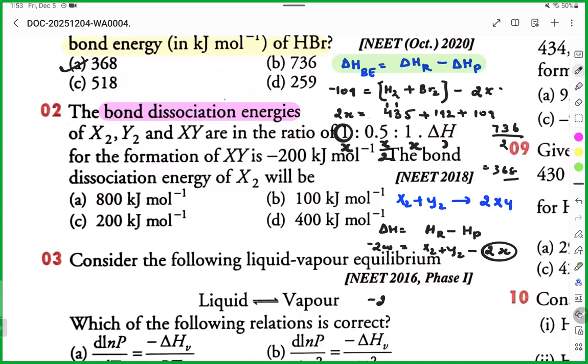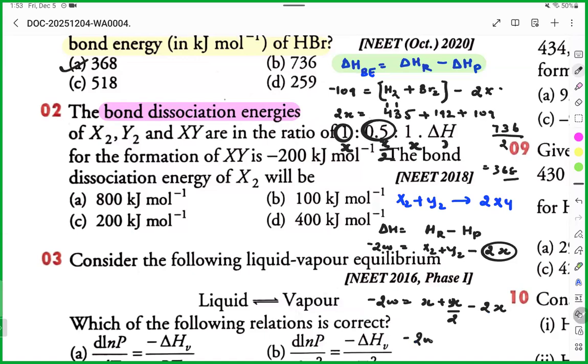Understood? So 200. What is the X2 value? Only X. What is the Y2 value? Y by 2, that is half. Yes. Minus, what was the XY value? X. Any doubt, guys? No, sir. Yes or no?